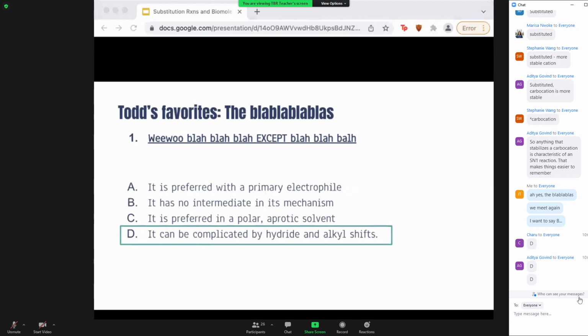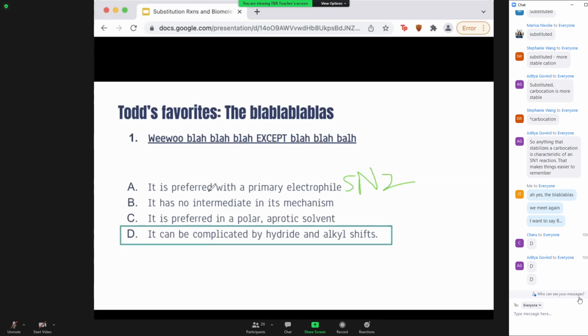So we'll go through this one once more. So A, it is preferred with a primary electrophile. This is very much SN2. Like we said, a carbocation that's primary is super, super unstable. That is not going to want to form. SN2 very, very much prefers tertiary and at times secondary, but mostly tertiary electrophiles.